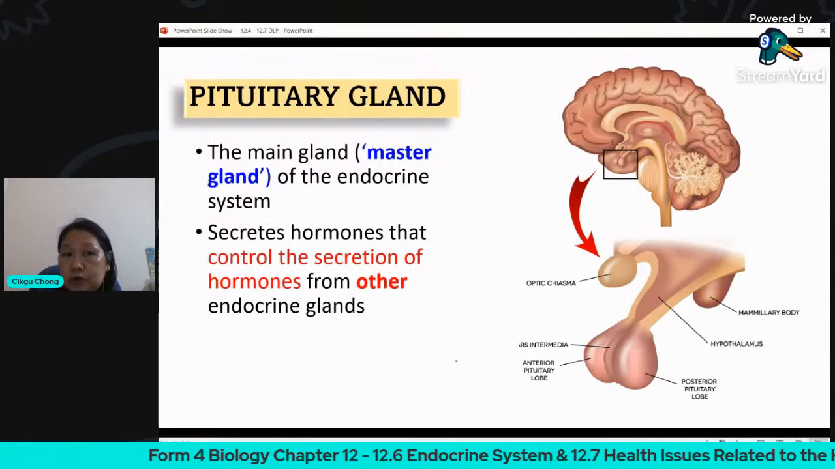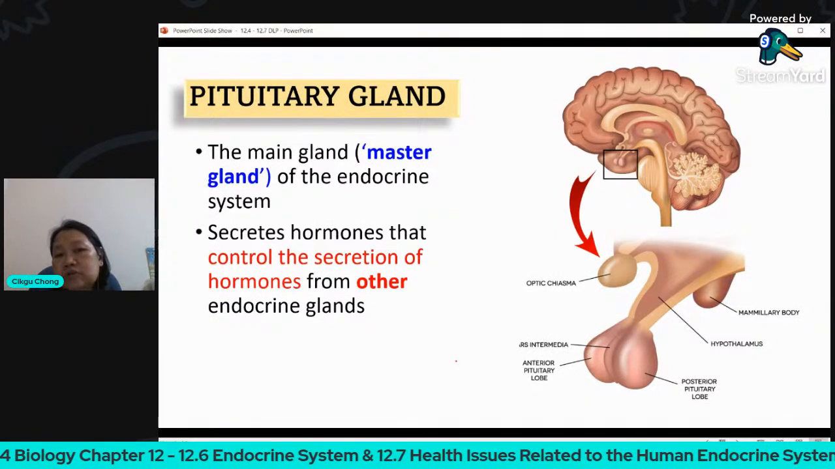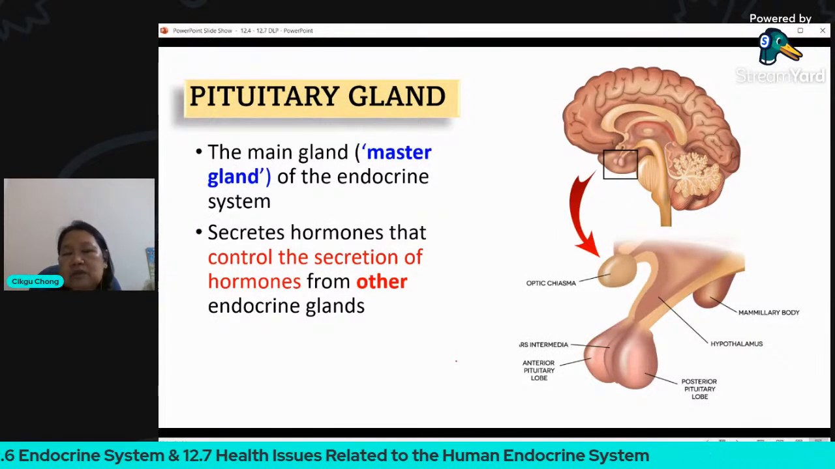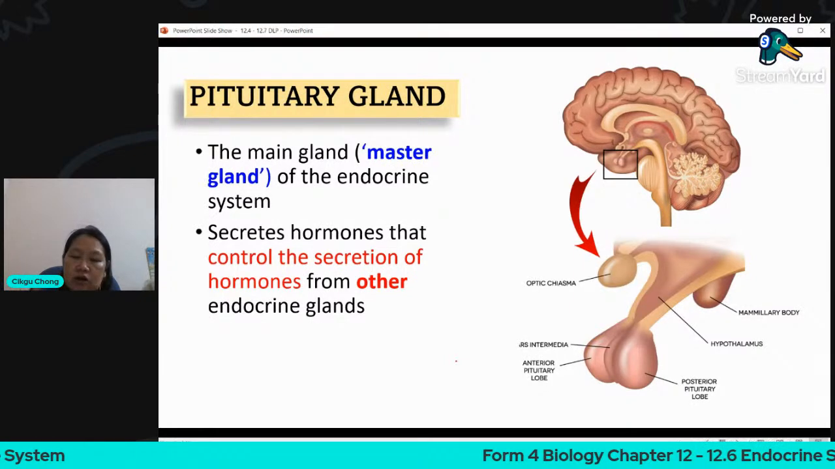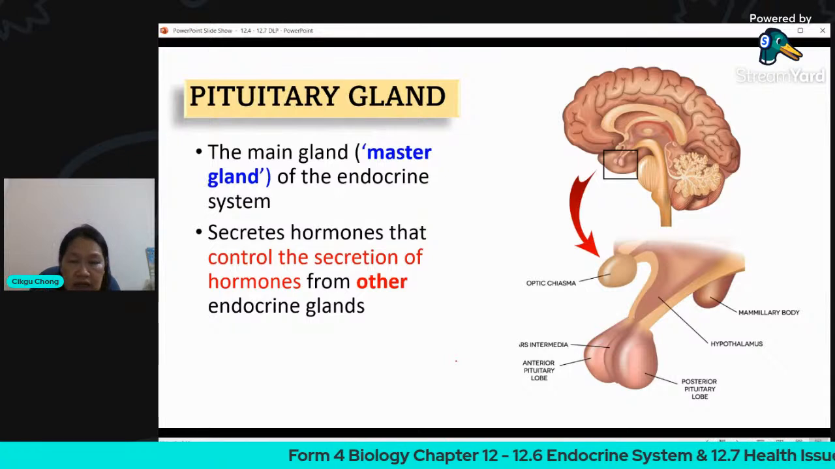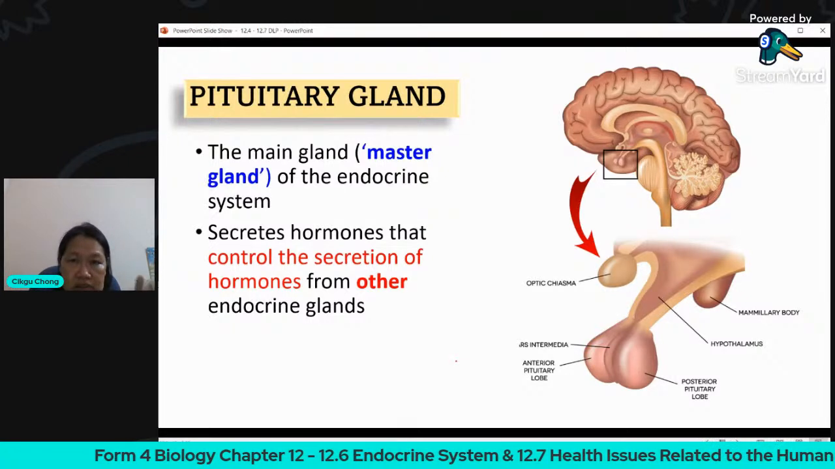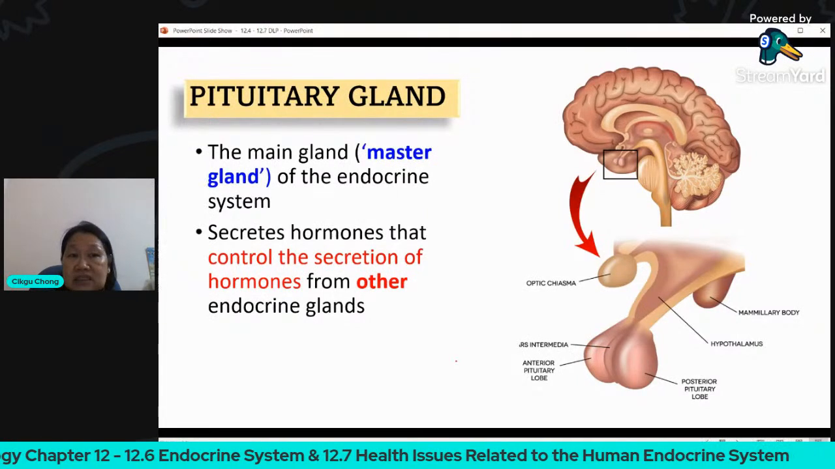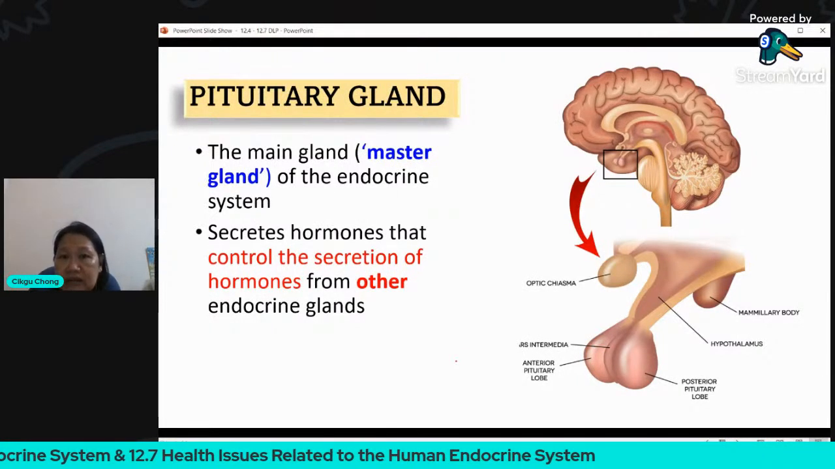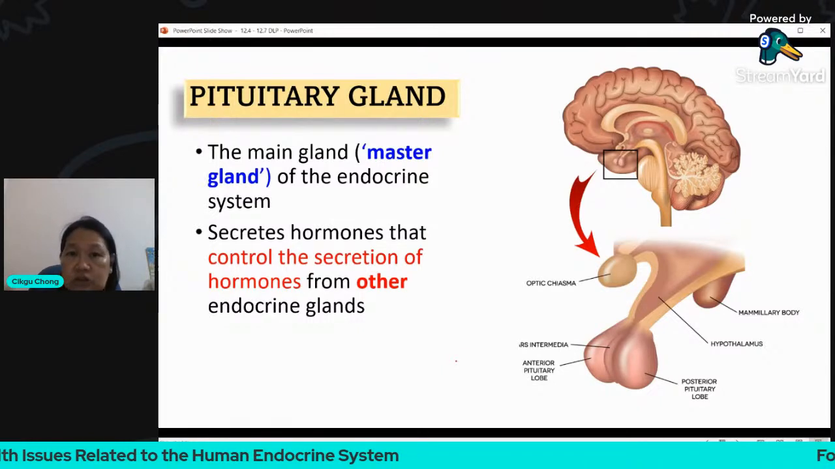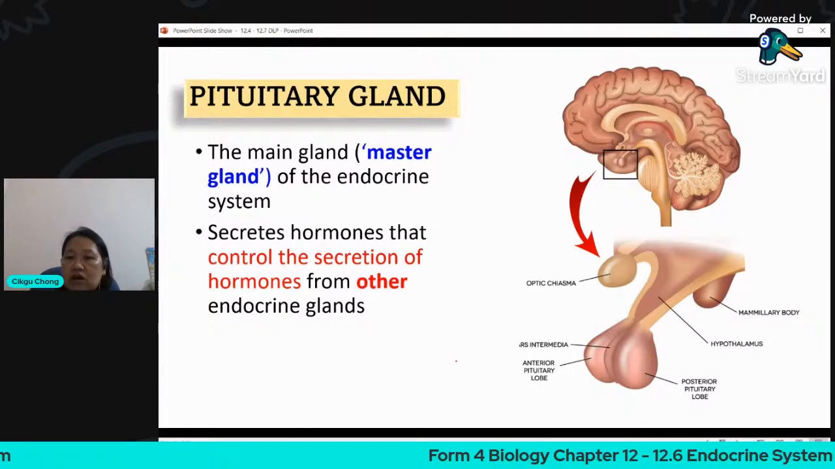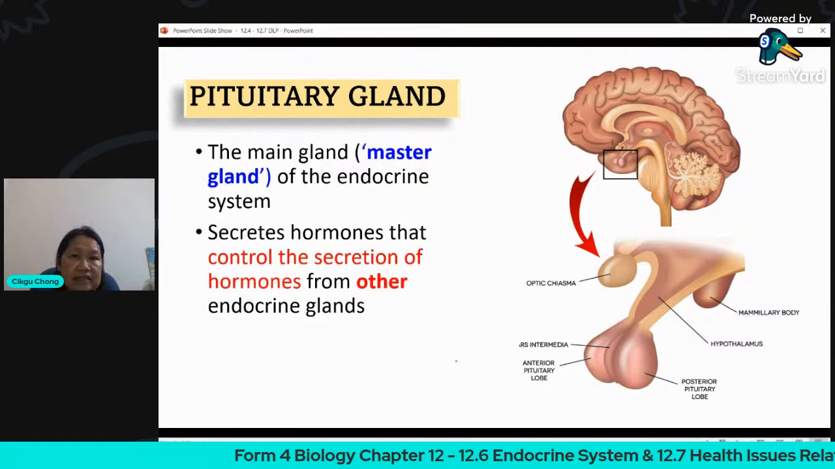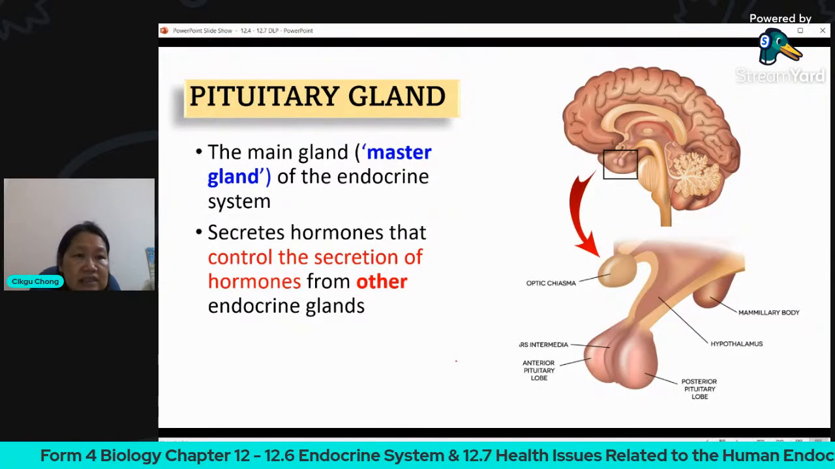Because it secretes hormones that control the secretion of other hormones from other endocrine glands. That means the other endocrine glands that you saw, the pancreas, the adrenal gland, the ovary, and the testes. All these will not produce their hormone if they don't receive the signal from the pituitary gland. So it needs this pituitary gland to produce its hormone, which will trigger the secretion of hormone from other endocrine glands. You can see it's so important. That's why you call it master gland.